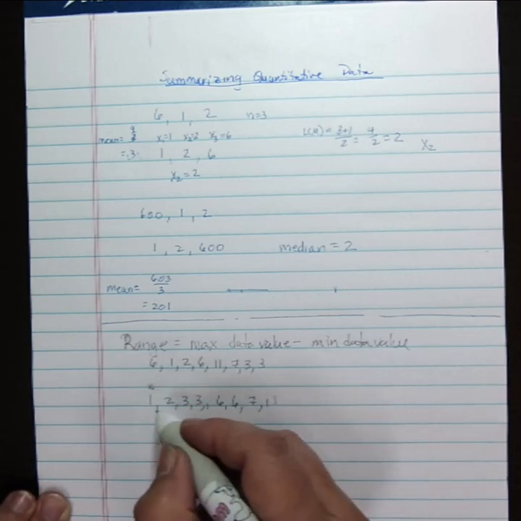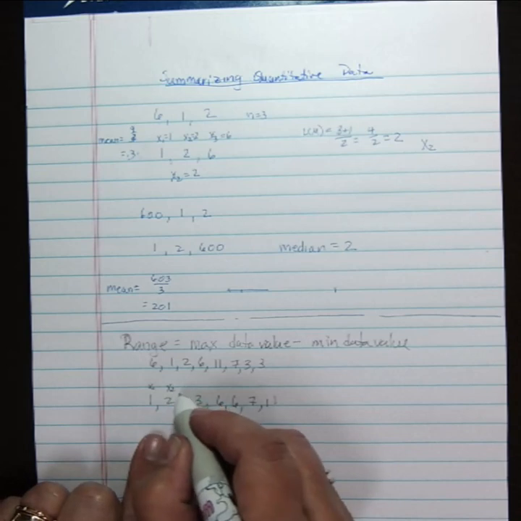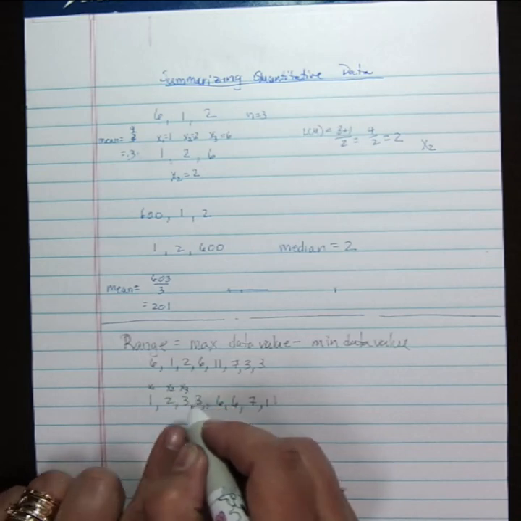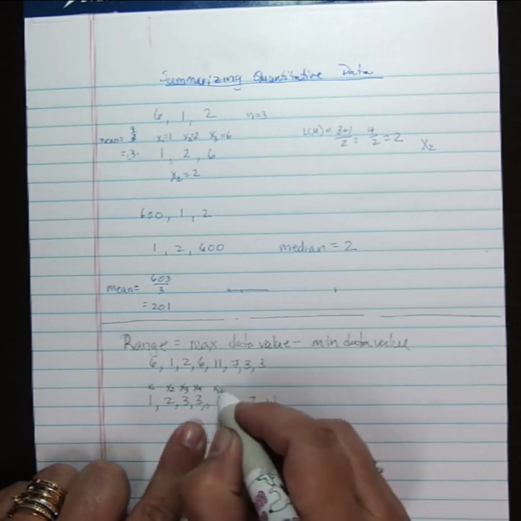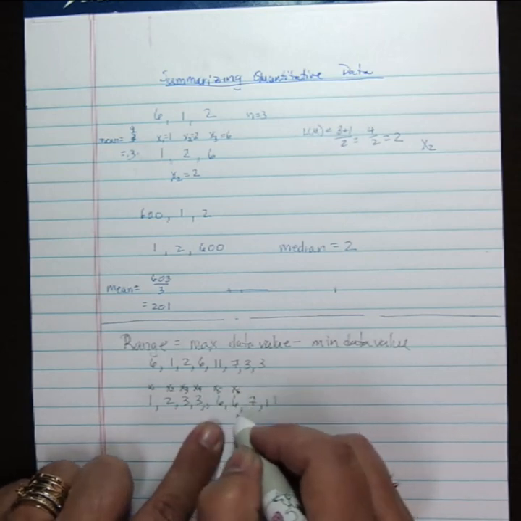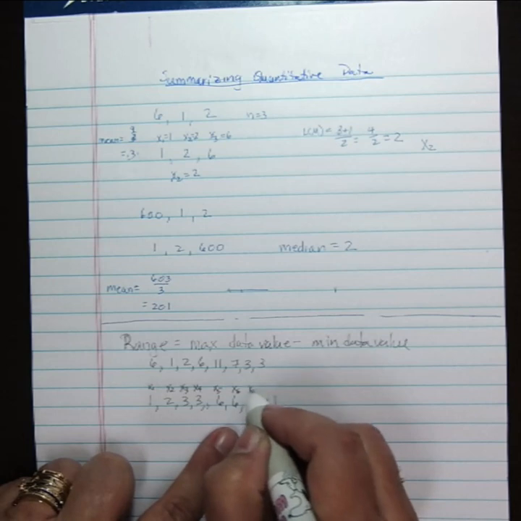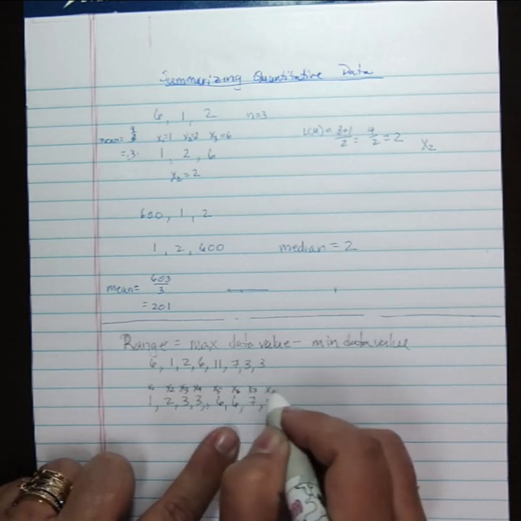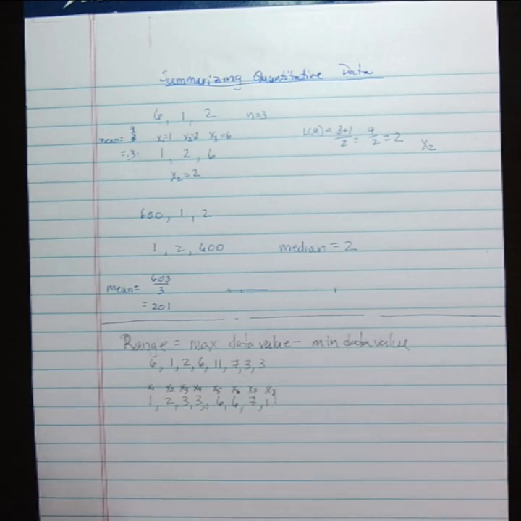So I have my data value 1 is 1. Data value 2 is 2. Data value 3 is 3. Data value 4 is 3. Data value 5 is 6. Data value 6 is 6. Data value 7 is 7. And data value 8 is 11. We put it in order and we all know exactly which data value equals what.